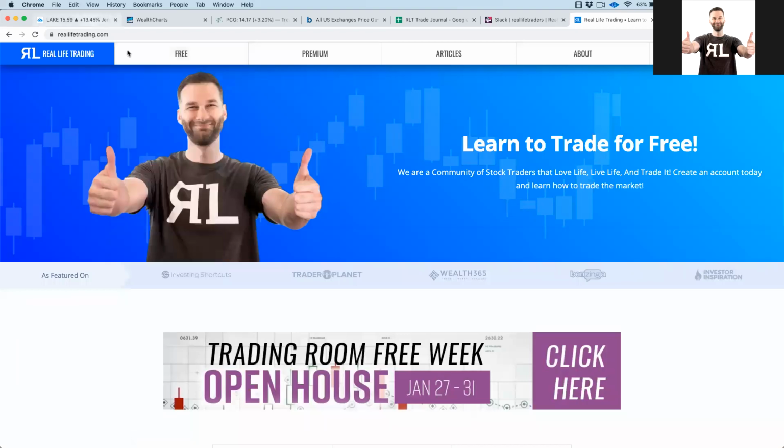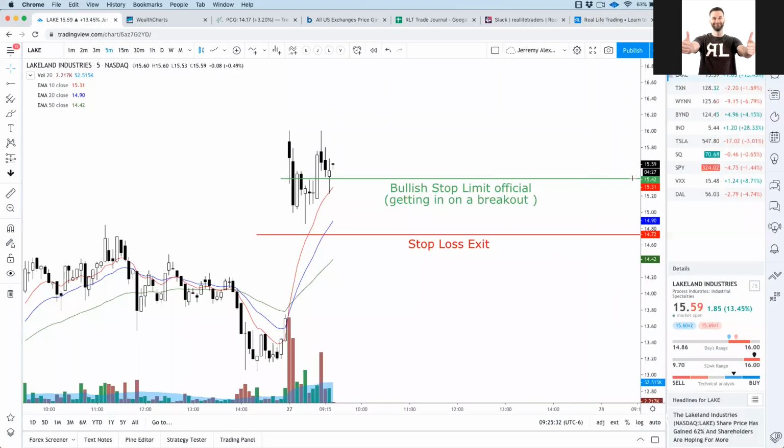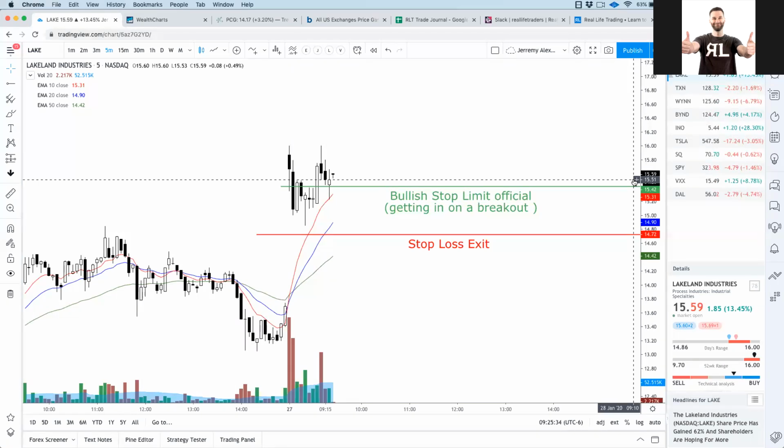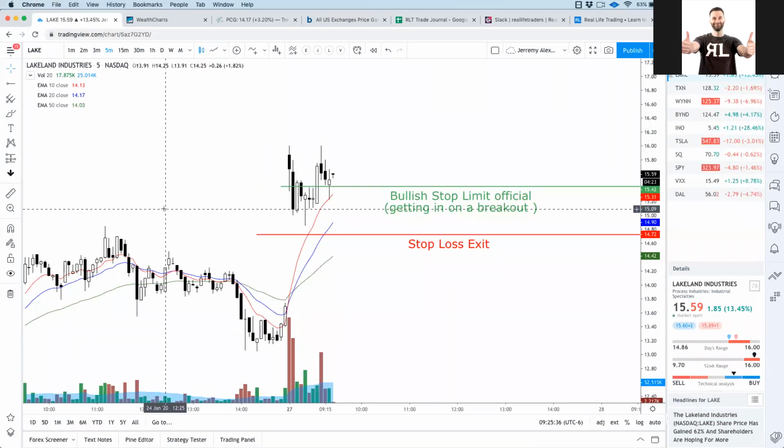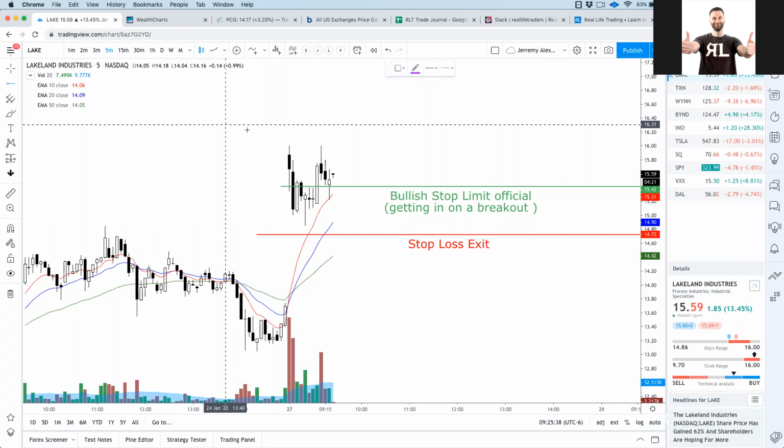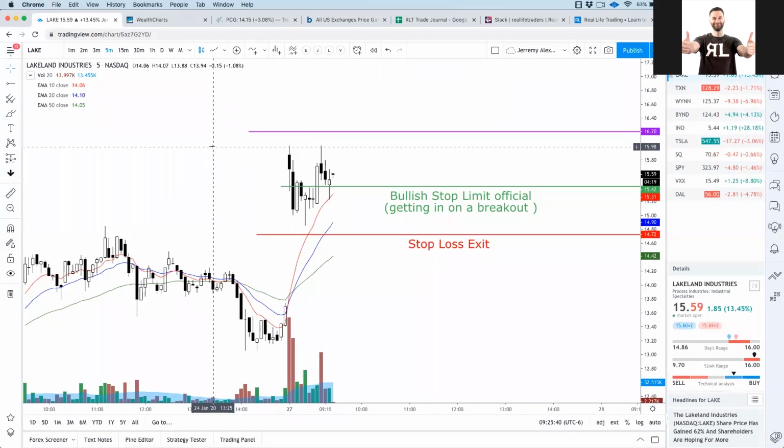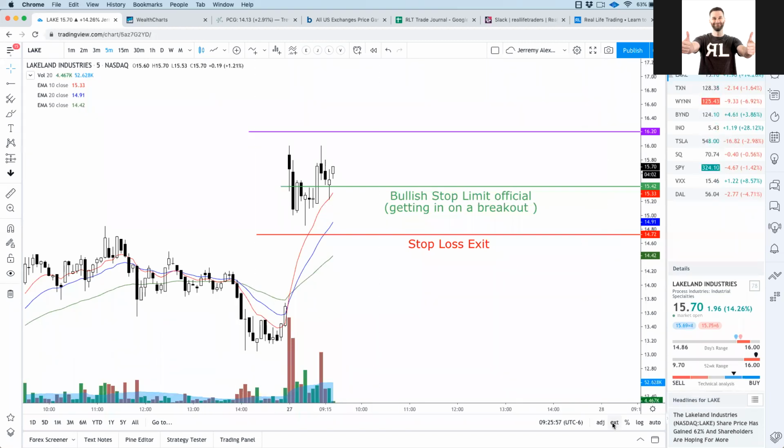Jim wants to know, what is my target for Lakeland Industries? So here's my target for Lakeland Industries, ladies and gentlemen. My goal is, remember, I lost on 3M. I'm not going to ever cover up the fact that I win or lose on a trade. I'll make it very apparent always. So my goal on Lakeland is to make more than I lost on 3M. That is my goal.